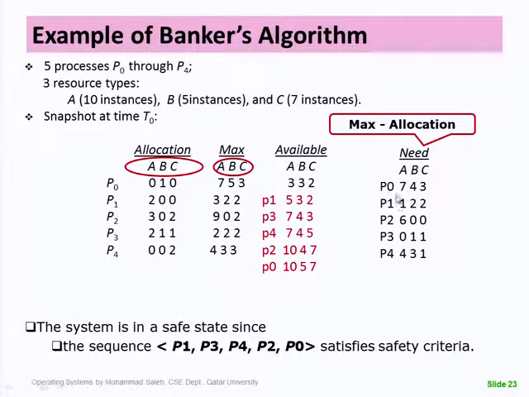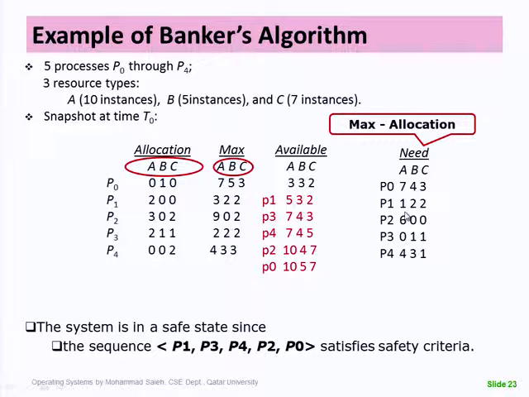So we can't execute P0. Now we try to execute another process. Trying to execute P1, what it needs in terms of resources, the system has it, which means we can allocate the needed resources to P1. Having said so, P1 can finish.